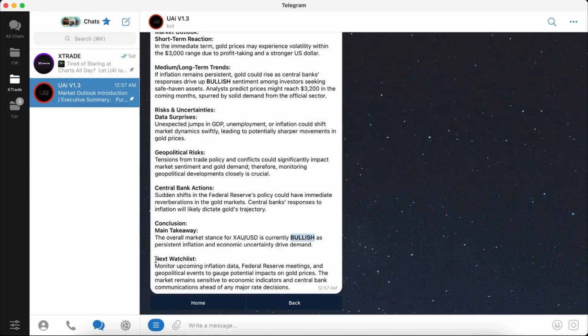Next, the watch list: monitor upcoming inflation data, Federal Reserve meetings, and geopolitical events to gauge potential market impacts on gold prices. The market remains sensitive to economic indicators and central bank communications ahead of any major rate decisions. We can read this as well. So whatever you do, all right, we can see it's currently bullish.